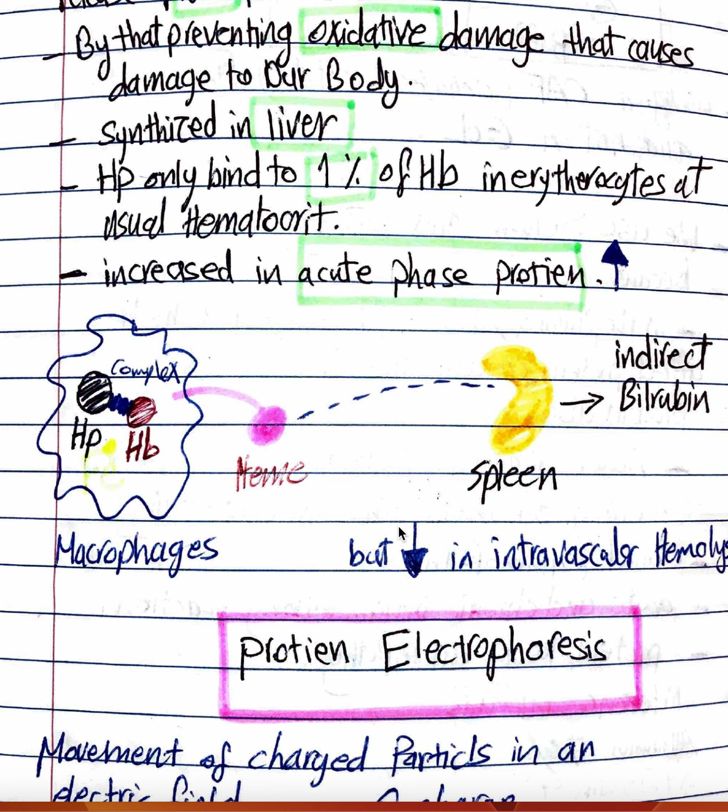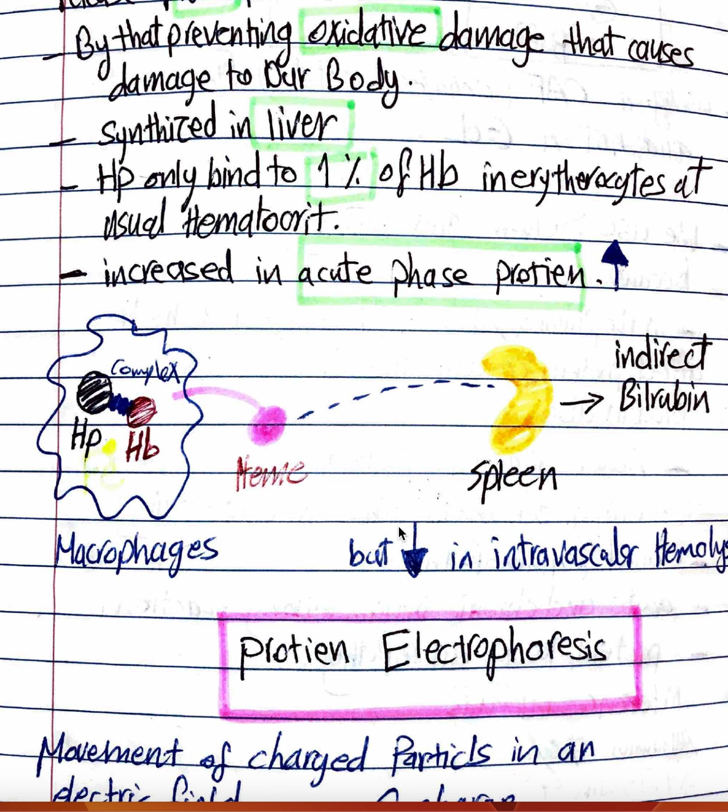The other thing is that it is synthesized in the liver, we talked about this. Hemolytic anemia destroys the RBCs, and then the hemoglobin is released and makes a complex. Macrophages eat it quickly and then send it to the spleen, so that leads to a decrease in haptoglobin. What is so special about hemolytic anemia? I'm not talking about intravascular hemolysis because it's another topic.